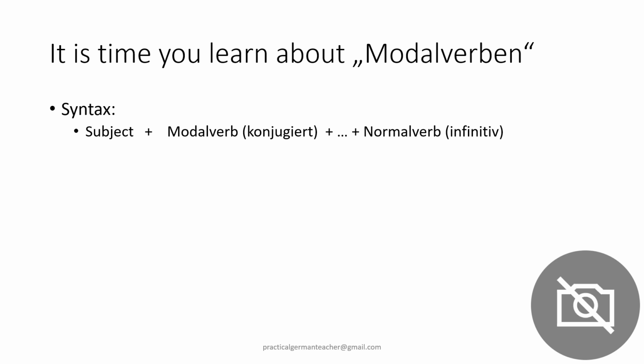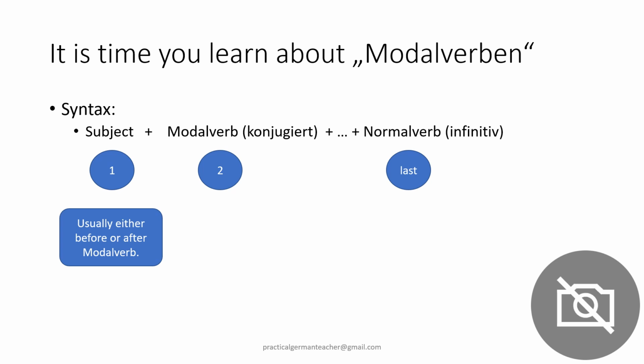Verbs like sehen, gehen, singen, tanzen. These must be in their infinitive form. So it can be ich kann. So ich is the subject. Kann is the conjugated form of the verb können. Here you can have Deutsch. Ich kann Deutsch verstehen. So verstehen is the normal verb. Or ich kann Deutsch sprechen. Again, the normal verb must be in its infinitive form. The modal verb should be conjugated.